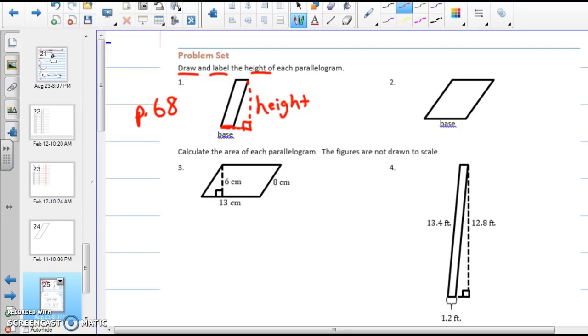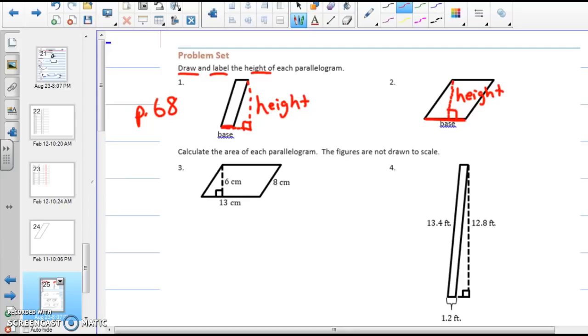Okay, number 2, if this is the base, then you could have drawn the height on the inside of the parallelogram, and make sure you draw that right angle, because that is how you identify the height. Base, and then this is the height, because it gives the distance from this side to the opposite side.